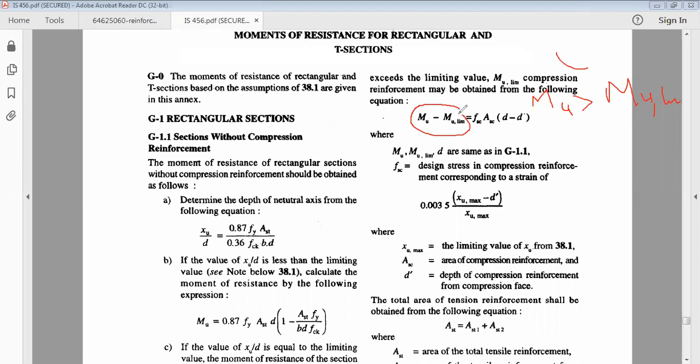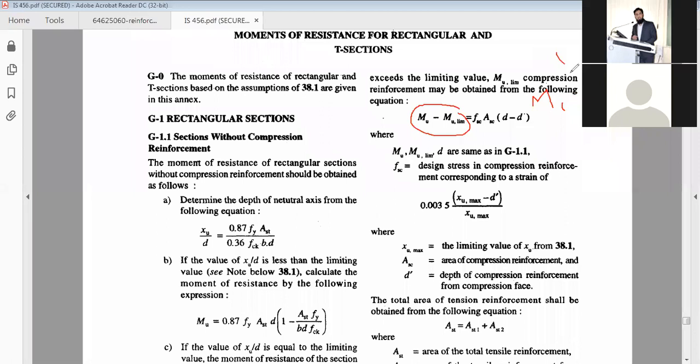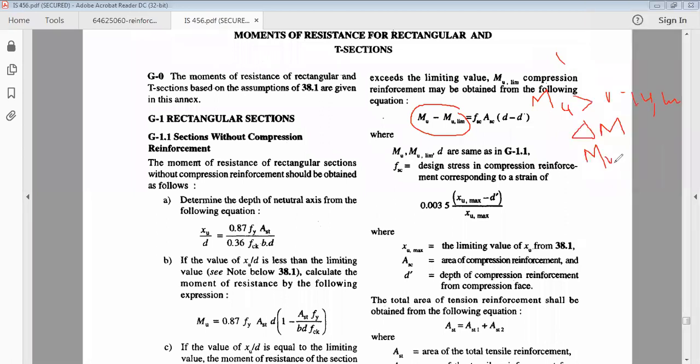This Mu minus Mu limiting is your delta M, which I was just talking about. Because I told you, Mu limiting plus delta M is equal to the total moment, which is Mu, which is acting on the section. So your Mu is Mu limiting plus delta M, or your delta M is equal to Mu minus Mu limiting. So this is the delta M which the code is saying.